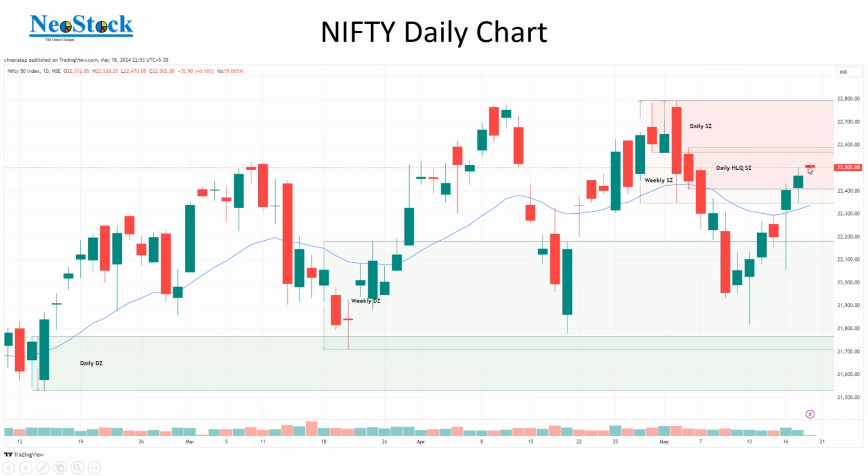Now at present, prices are closed inside this daily high liquidity supply zone. So Monday's trading is going to be very interesting. Anyway, Monday is a holiday. Tomorrow is a holiday due to the elections at Maharashtra. So Tuesday, trading is going to be very interesting.